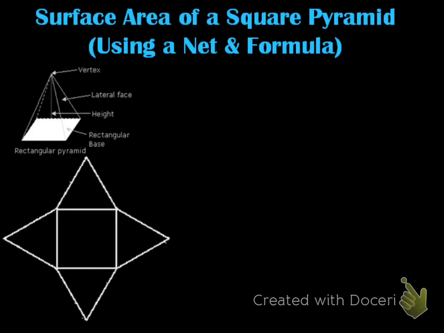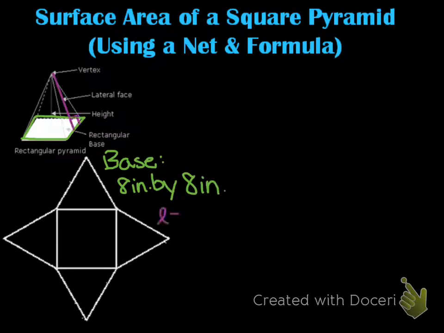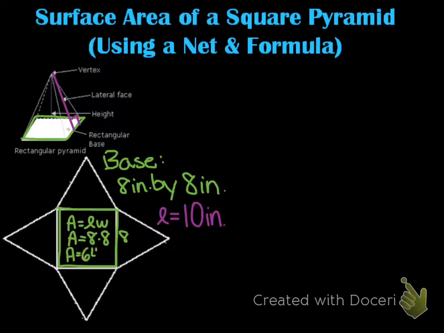Today we'll be finding the surface area of a square pyramid given the net and formula. The base of our square pyramid will be given by the measurements 8 inches by 8 inches. The lateral or slant height of our pyramid will be 10 inches. Now let's find the area of our base. Area is given by the formula length times width. In this case, area equals 8 times 8, which equals 64.